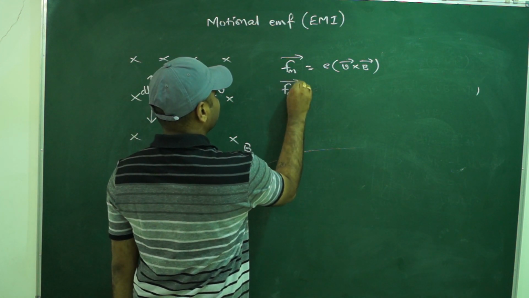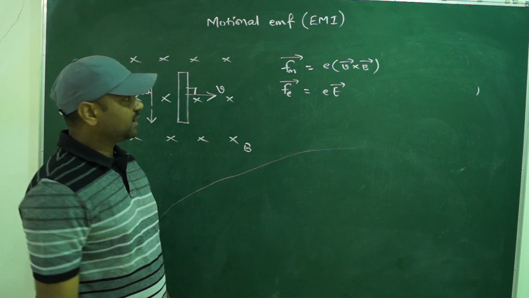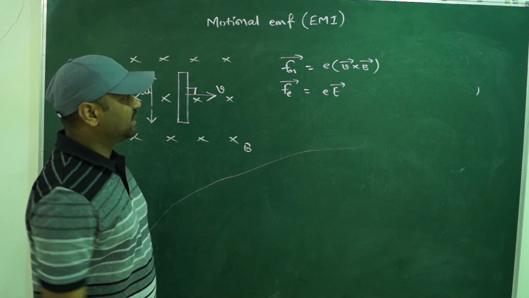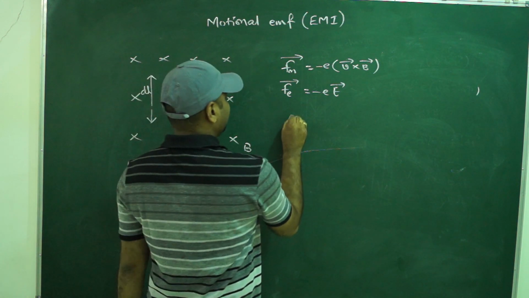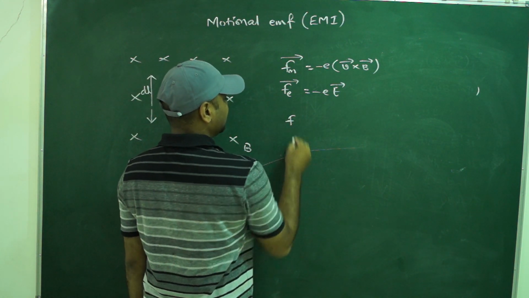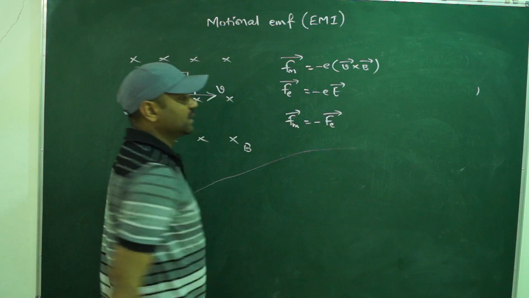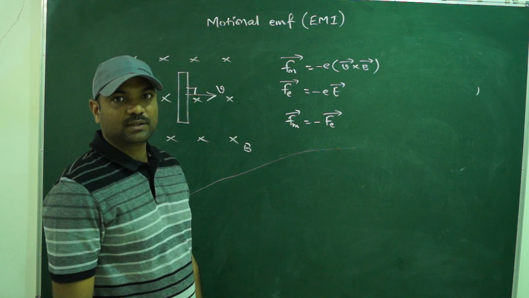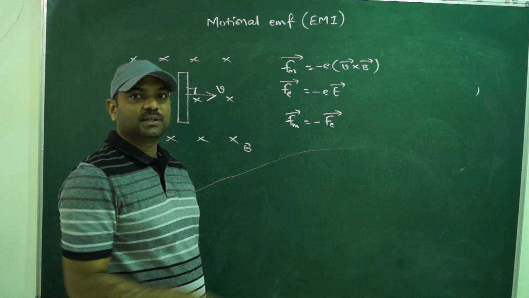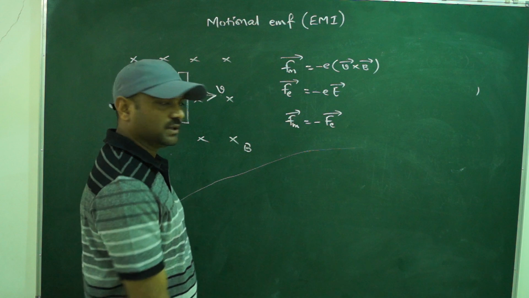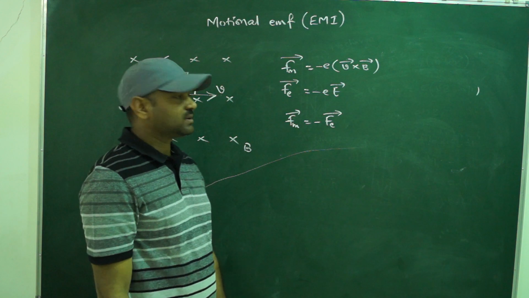Whereas what is the force due to the electric field? E into E bar. This is the force due to the electric field. I'm not taking the minus; if you want, you can take minus E here, and here also minus E. Now whenever these two are equal and opposite, something like F m bar is equal to minus F e bar, then both will cancel out. Then the net force acting on that charged particle goes to 0. That means the steady state condition will be achieved, the charges will accumulate at the ends, and there will be some potential difference created across the rod.